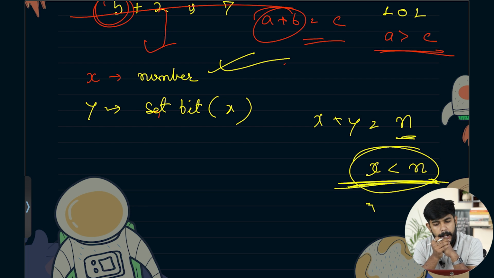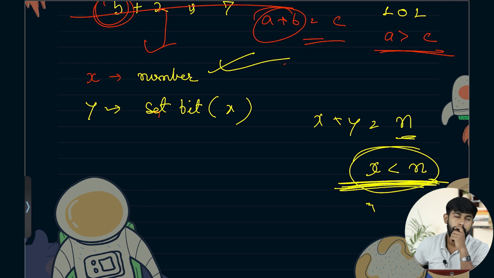This is the first observation, that x should be less than n itself. So now we can simply iterate from 1 till a value less than n and solve it. But there are two things to notice. If you are a beginner, notice that the expected time complexity is less than what you are doing. This is the very first observation.